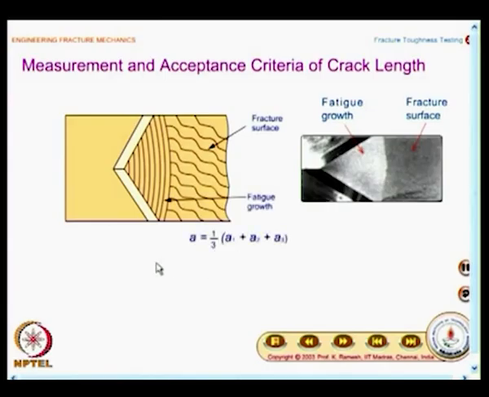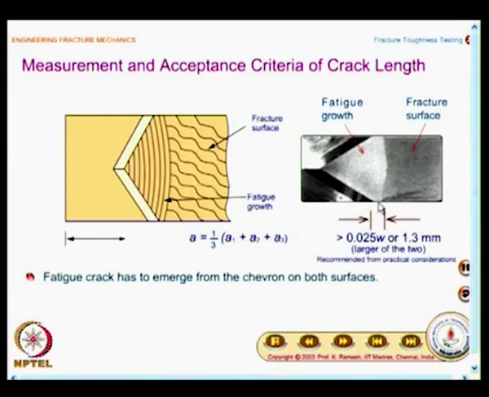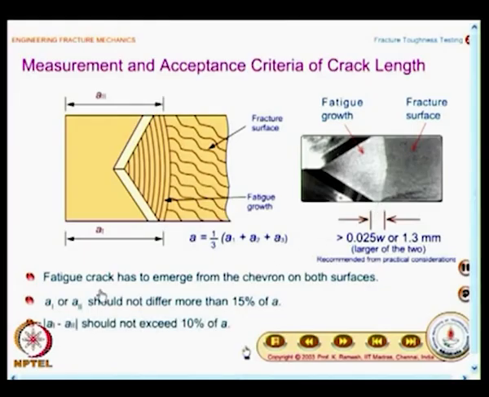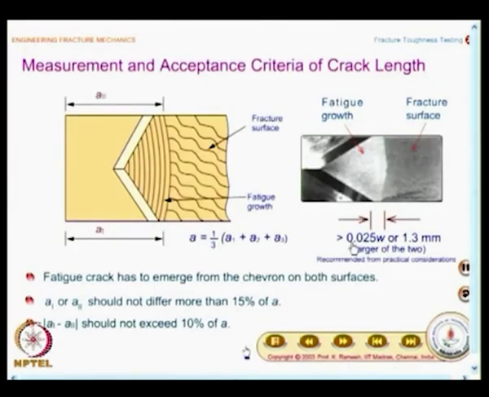Then as I mentioned, you also need to have what should be the length that it comes out. The code says the fatigue crack has to emerge from the chevron on both surfaces. You see the crack length only after the specimen is broken. It is very difficult to measure the length of the crack as you do the loading. You have to have certain non-destructive type of measurement to see the crack has advanced beyond the chevron notch. So, the code says it should be 0.025 W or 1.3 millimeter. You have to see the larger of the two. This is recommended from practical considerations.